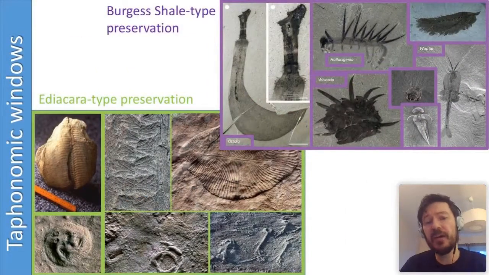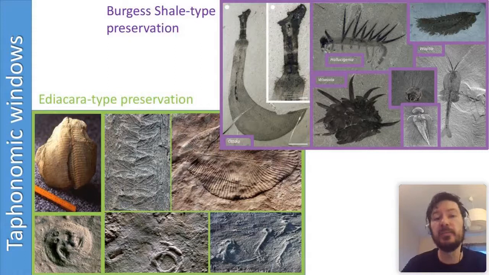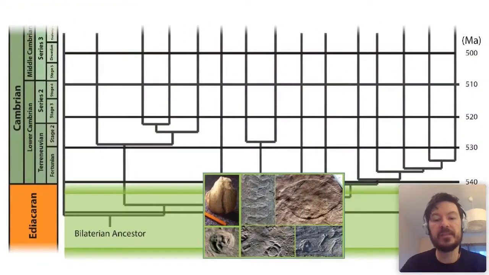So, for example, much of our view of biotas from this time period comes from Lagerstätten sites, so Burgess shale type sites in the Cambrian, which preserve carbonaceous compressions of soft-bodied fauna. And then in the late Ediacaran, these sites preserving cast and mold fossils of soft-bodied organisms in so-called Ediacara type preservation. Unfortunately, though, there's actually quite a substantial and significant temporal gap between these preservation types right around this transition.